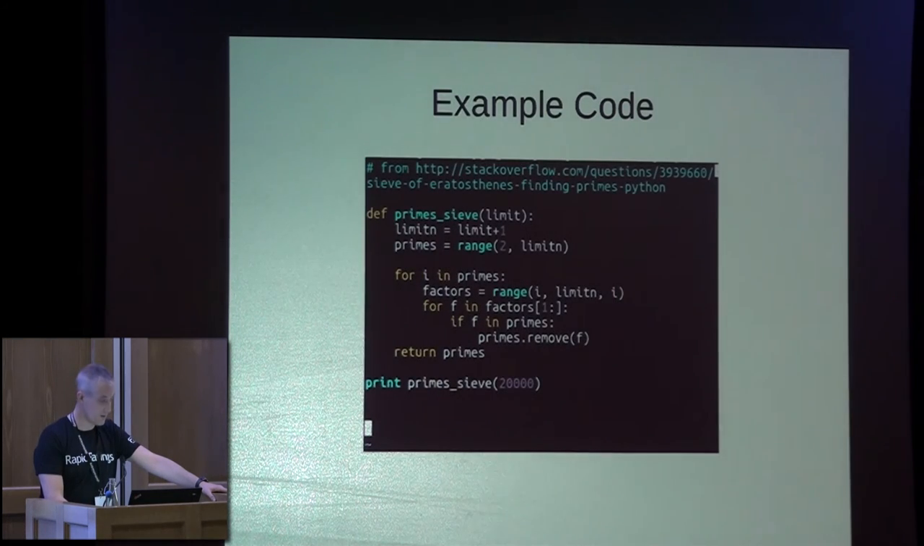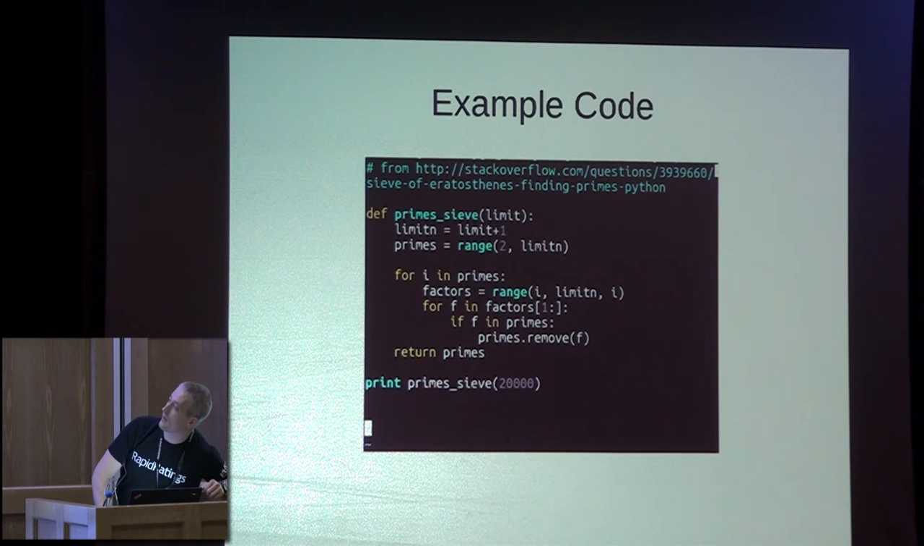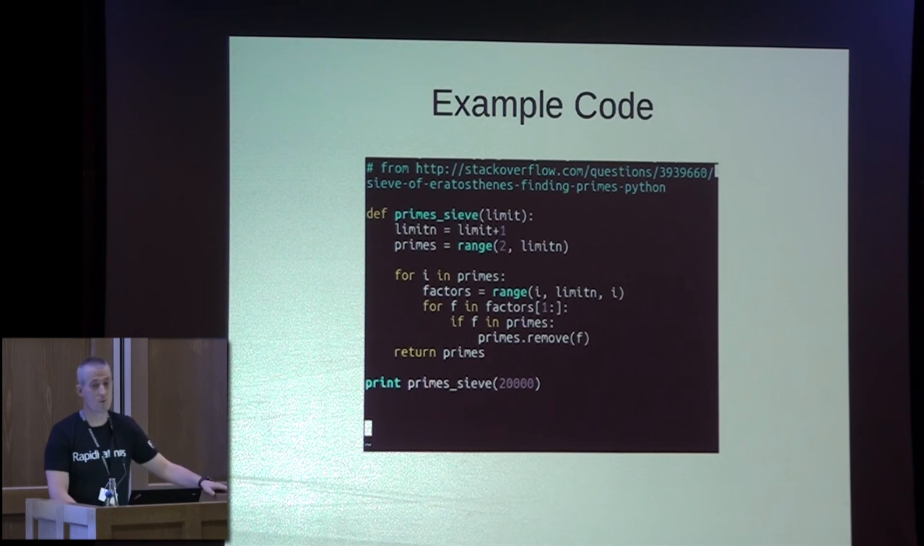So if I flip back a slide, is this updating? No, it's just my laptop. So if you look at that, if f in primes, primes.remove(f). That's where the majority of your execution time is. It's modifying a list object.